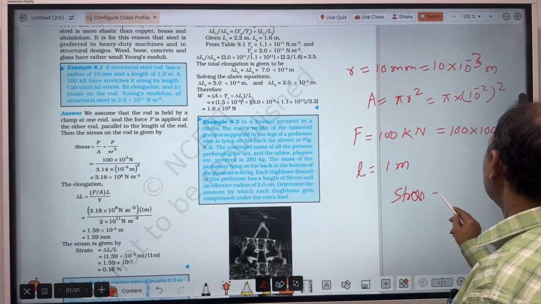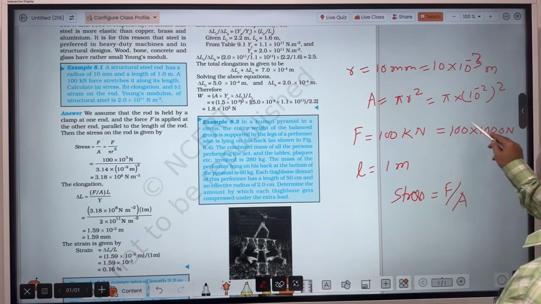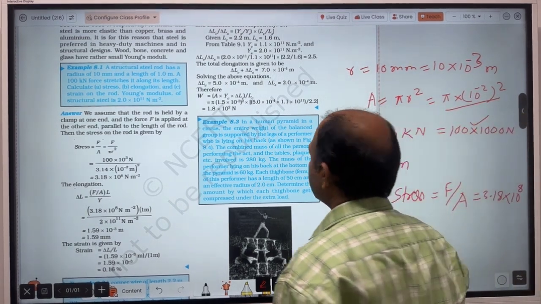So stress is force upon area. Just put the values. Force is this much, area is this much. Just divide, you will get the answer. That will be 3.18 into 10 power 8 Newton per meter square.